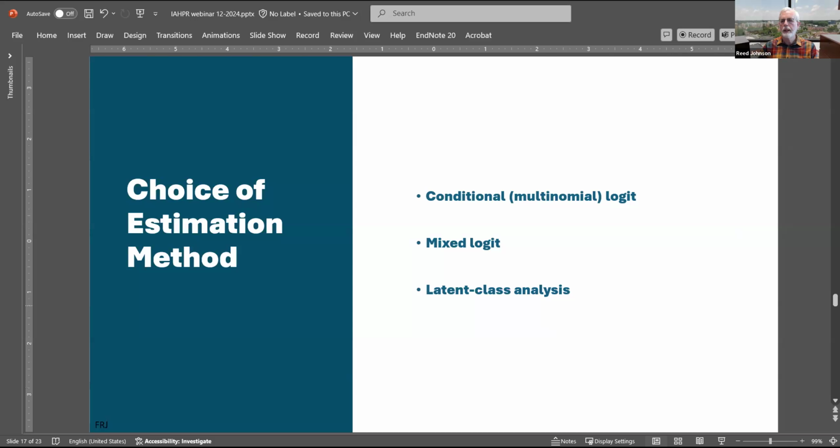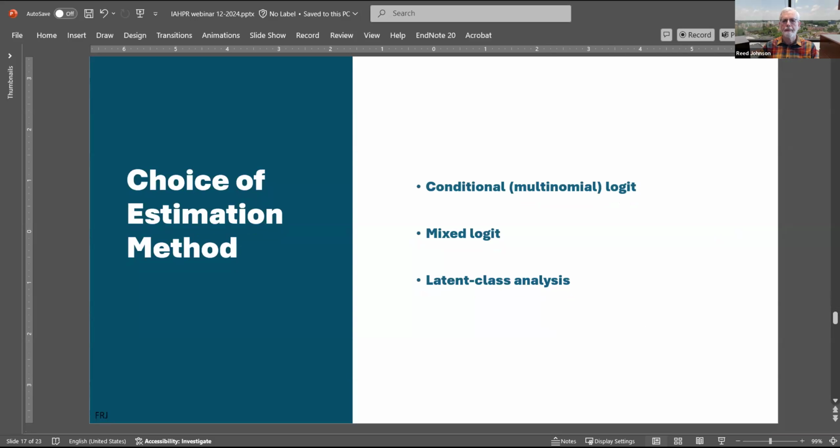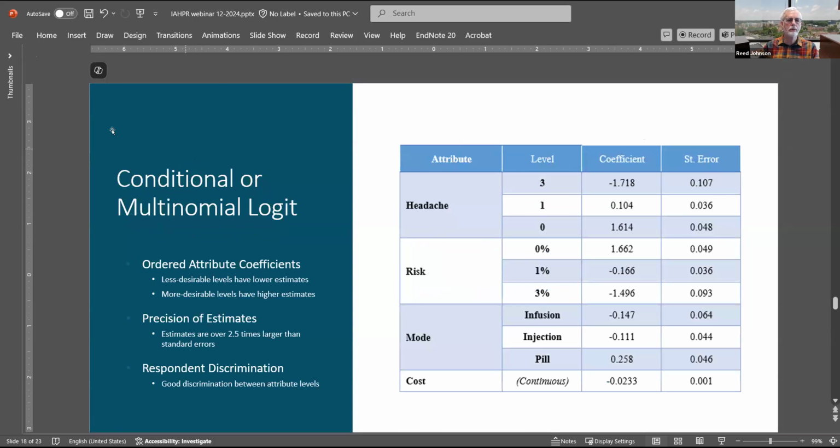All right, we have 3 options here for estimation method. The conditional multinomial logit is basically the OLS equivalent, the ordinary least squares regression equivalent, for discrete dependent variables. It is a very simple model that requires very strong assumptions. The supplementary material gives you a program to estimate the headache data for a conditional logit, which some software calls multinomial logit.